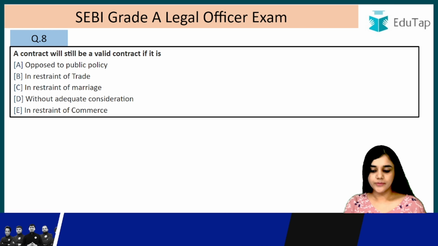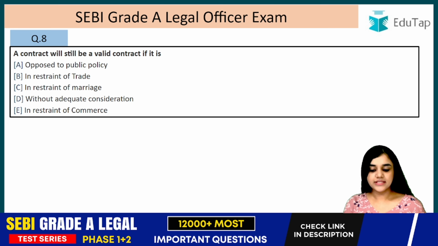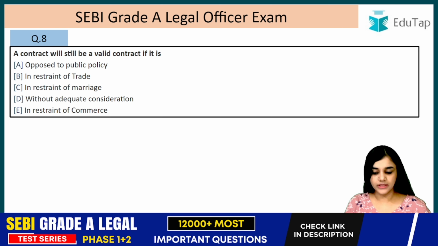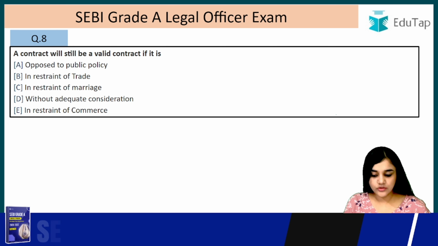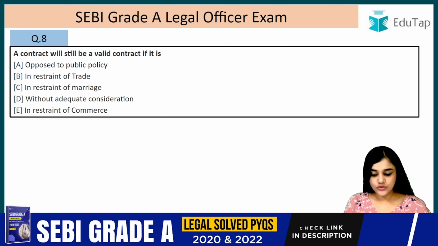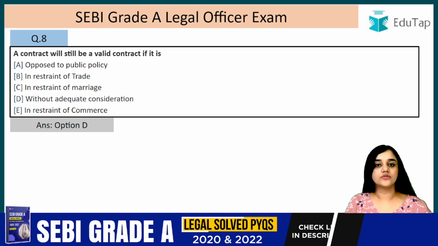Question number 8. A contract will still be a valid contract if it is opposed to public policy, is in restraint of trade, is in restraint of marriage, without adequate consideration, in restraint of commerce. The answer is without adequate consideration, that is option D.